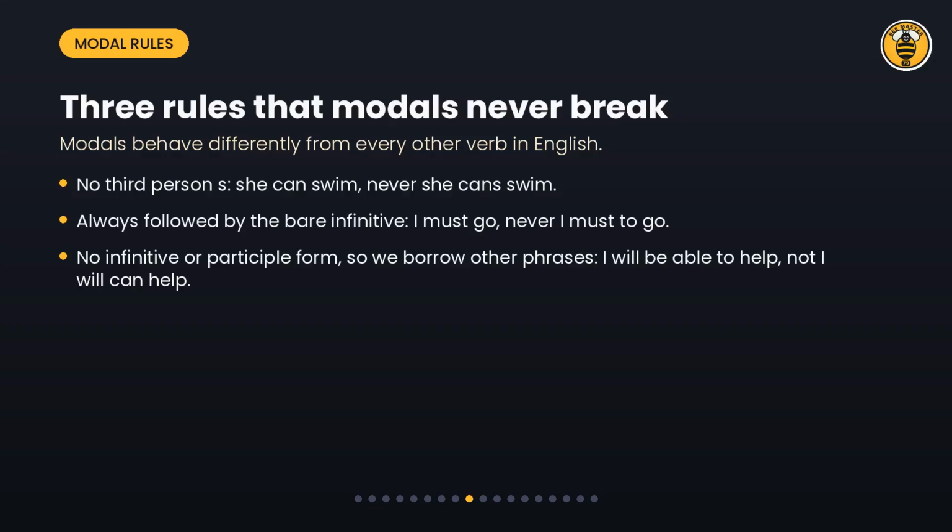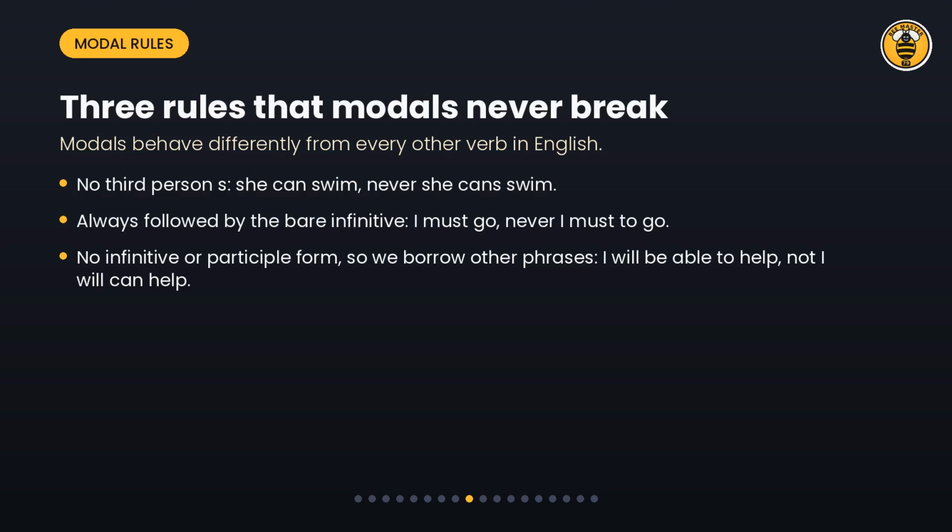Modals are strange verbs, and they break three habits you have built up from every other verb in English. First, they never take an S in the third person. She can swim. Never, she cans swim. Second, they are always followed by the bare infinitive, which means the verb with no to in front of it. I must go. Never, I must to go.